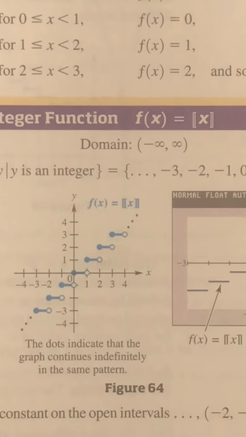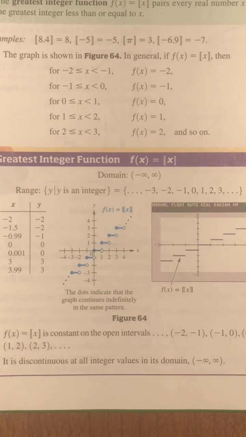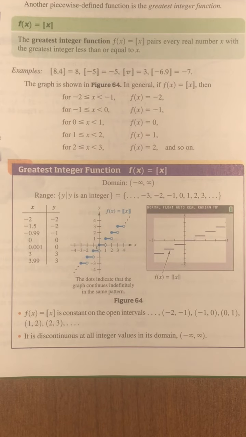So the range is the integers. And you can see that this function is constant on each one of those intervals. It's not increasing or decreasing, so on each interval we're constant, and then we have discontinuities at all integer values, so that's the open circles.